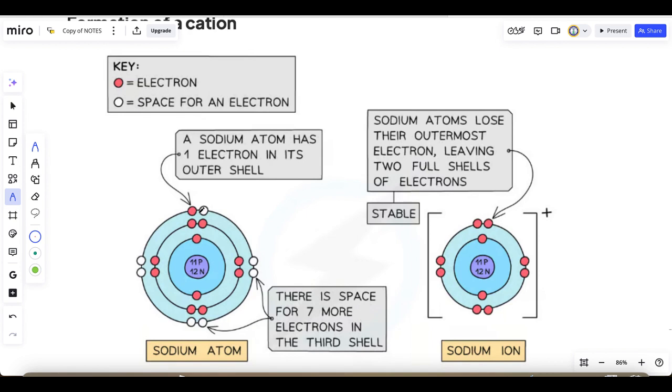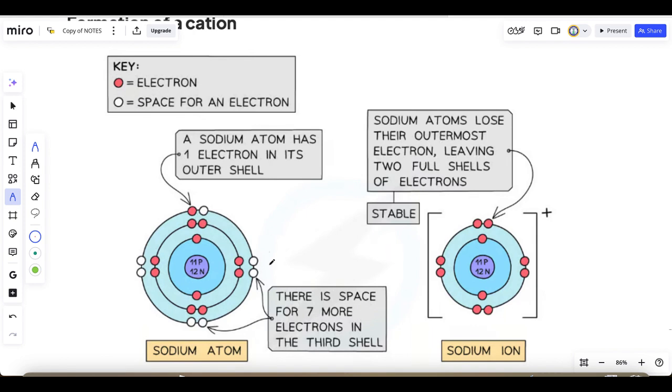The 1 is this one, because the red one means electron. The white one shows the space for an electron, meaning there's no electron here, but it's a space electrons can fill. Don't think this white one means electron. It means it's an empty space where an electron can be attached. So for sodium, there's only 1 electron in the outermost shell.